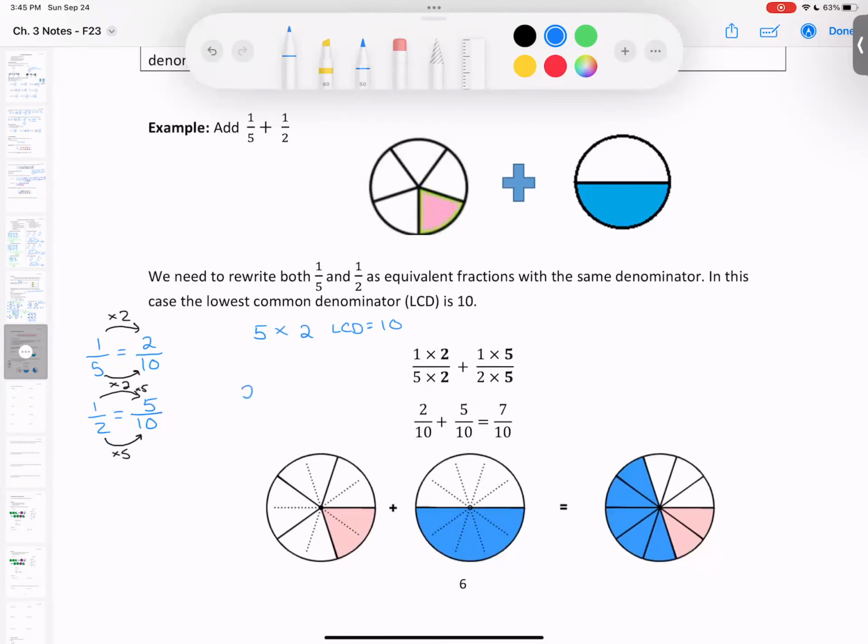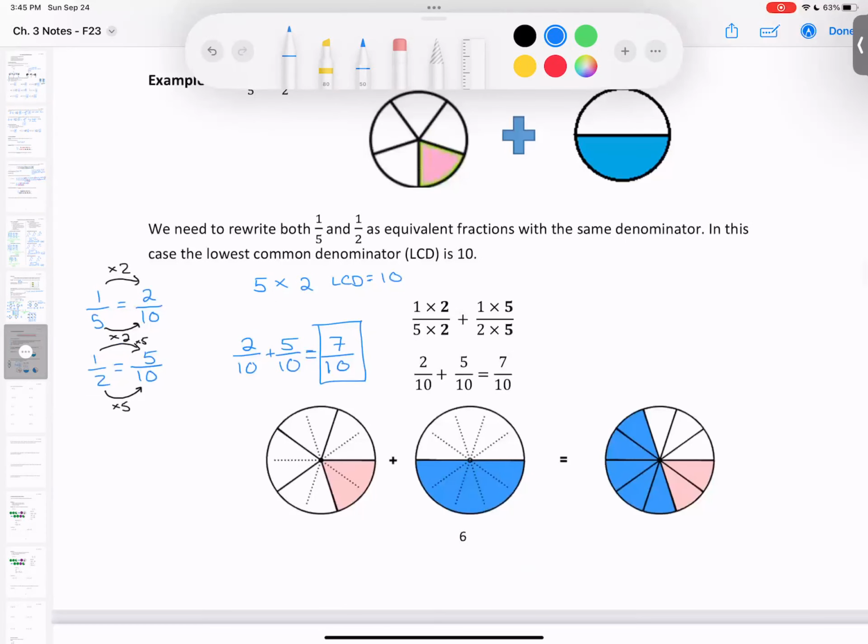So what we're really adding then is 2/10 plus 5/10. And that's way easier to do because now we have like denominators. Our denominators are the same. So we're going to do numerator plus numerator, which gives us 7 over that same denominator of 10. Last step would be to check if you can simplify. In this case, we can't. So our final answer then is 7/10.